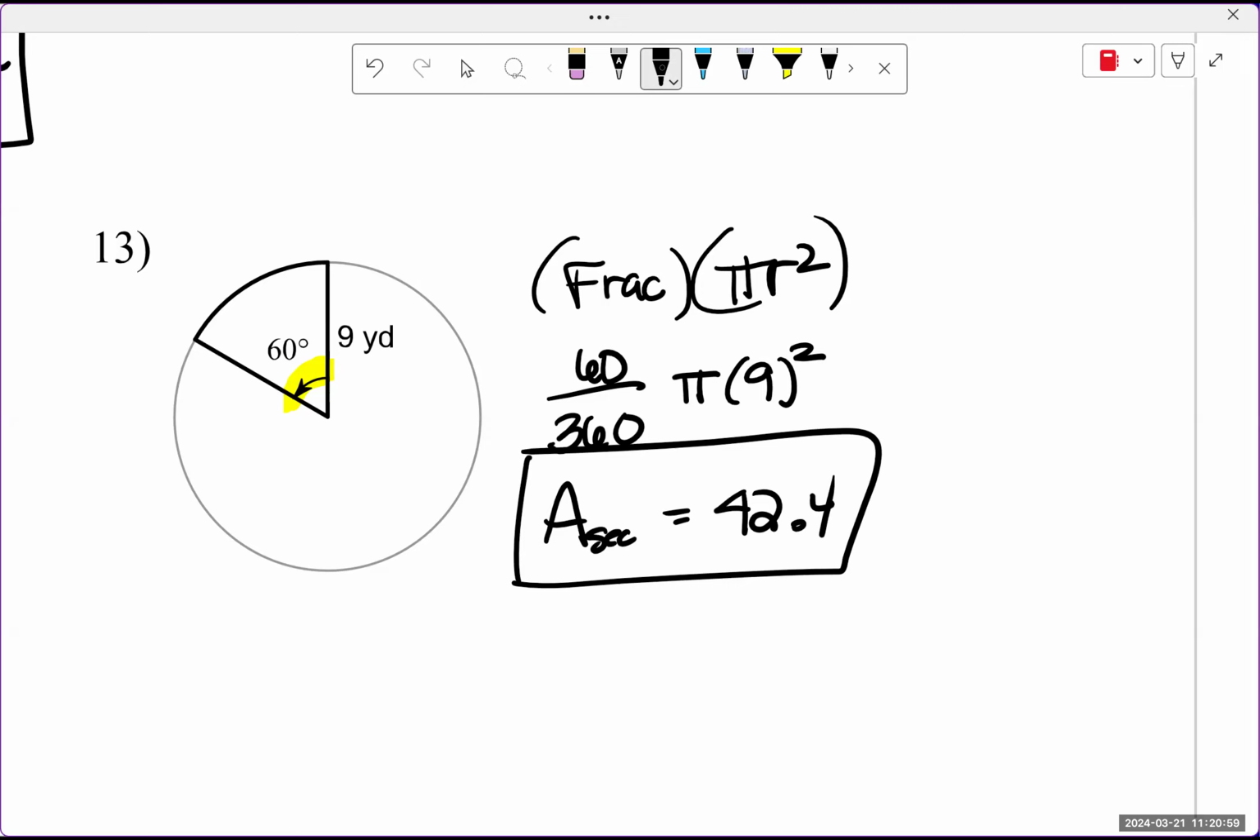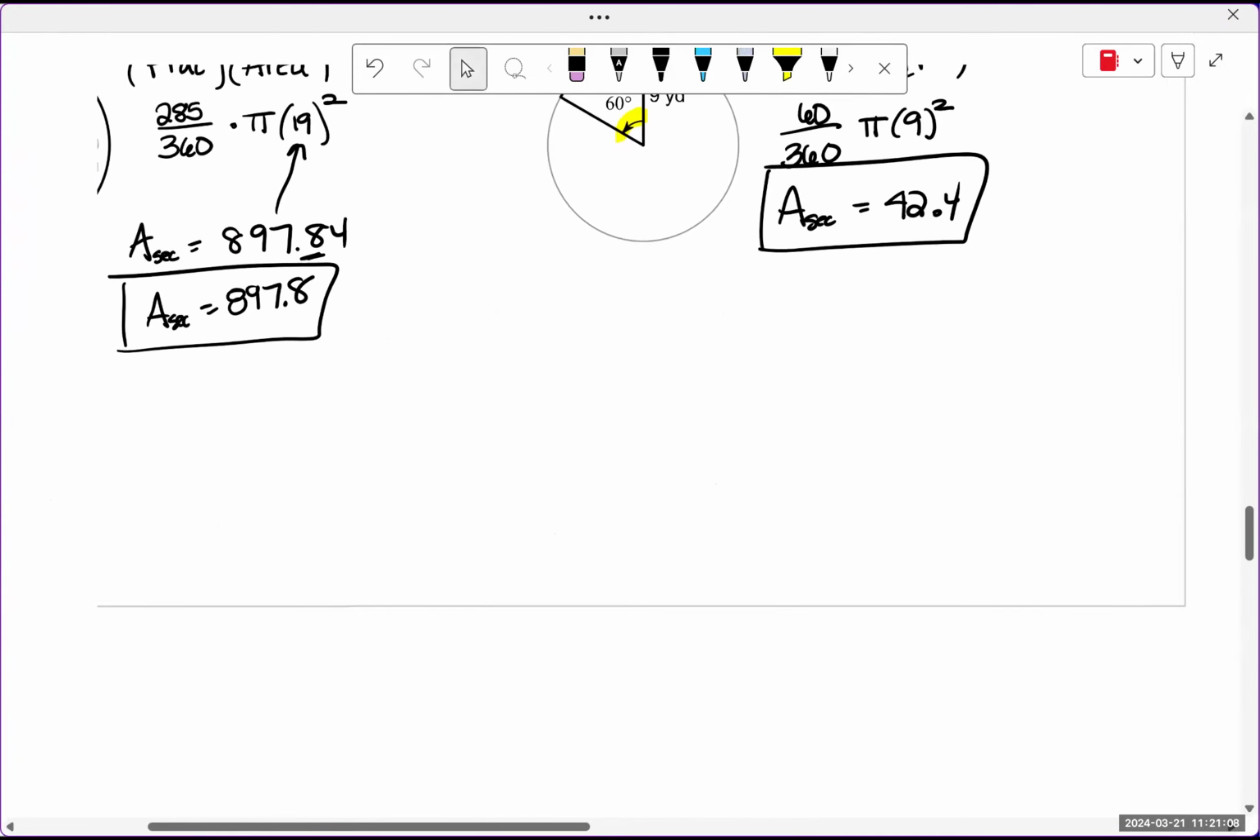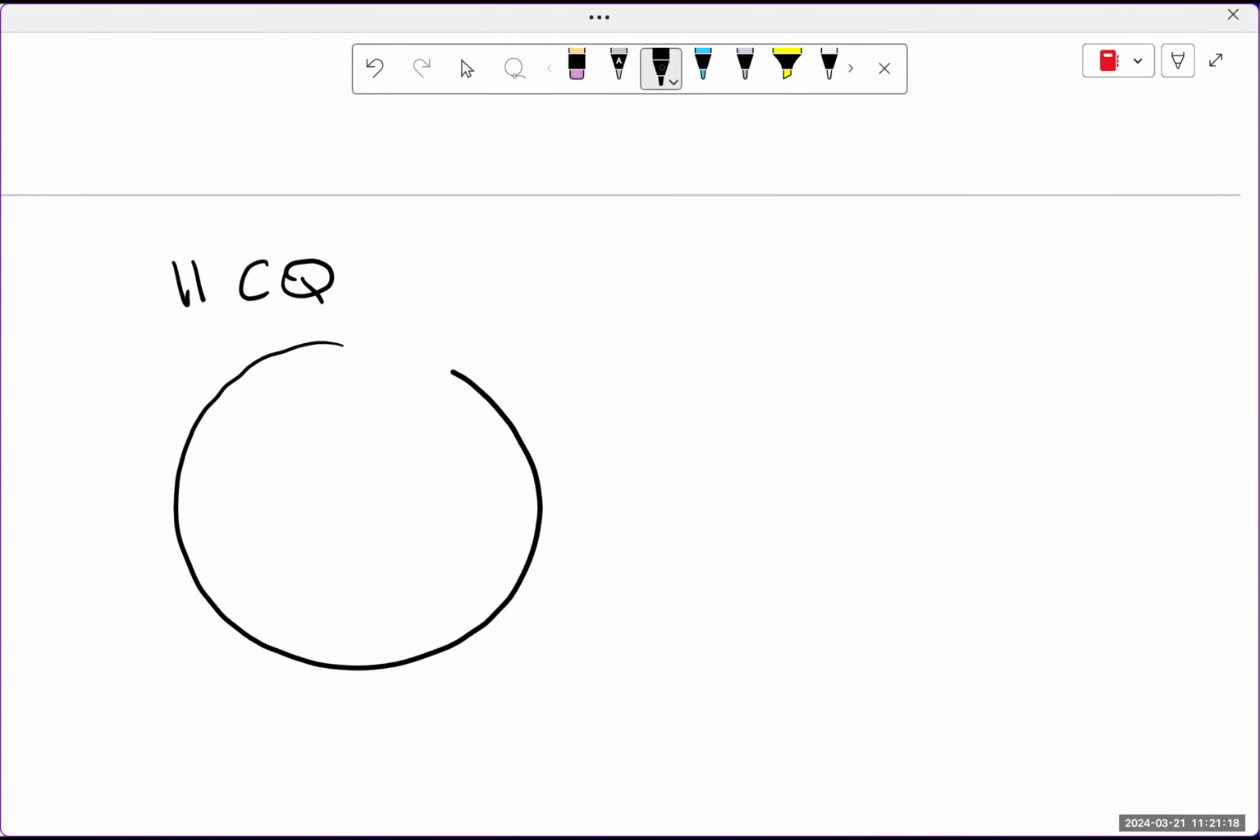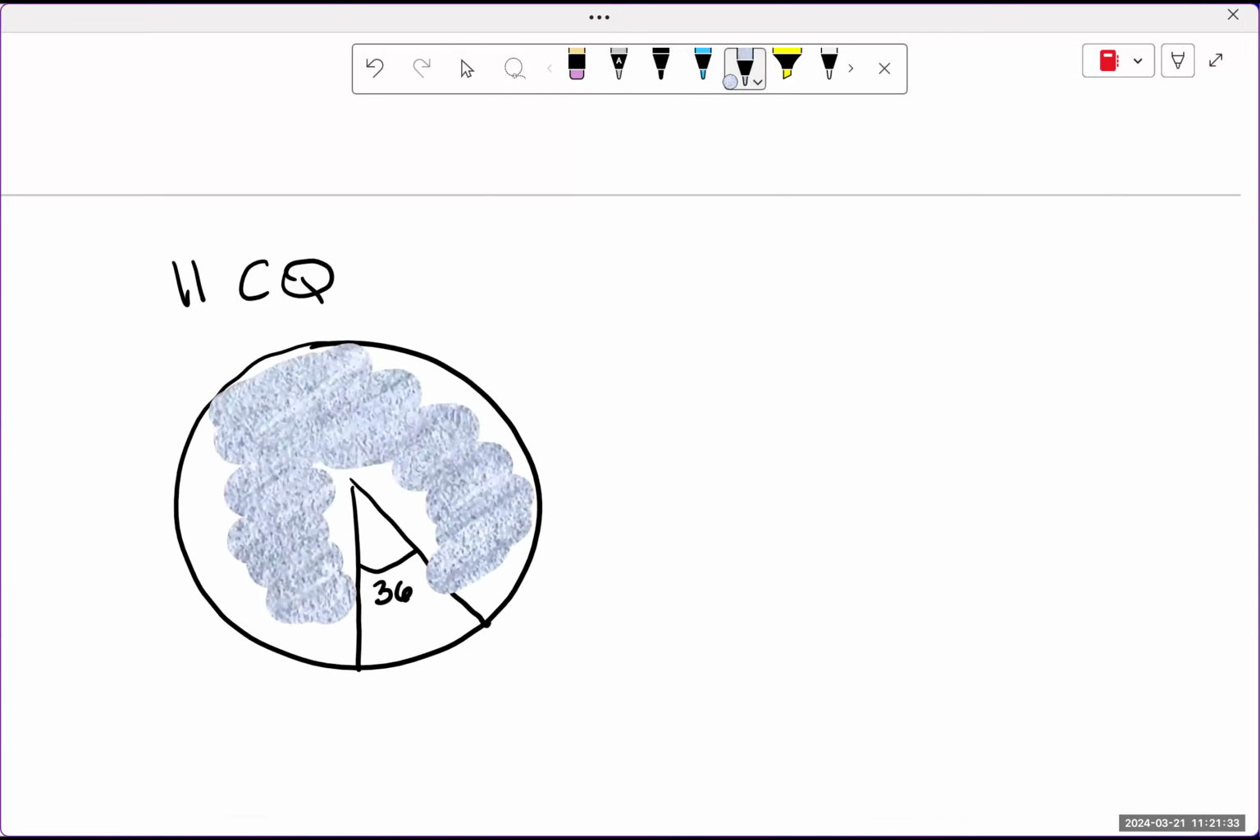Okay, we are done with the toolkit, but I want to look at a problem that you're going to see in this week's quiz. Okay, so 11 CQ, there is a trick problem. It says this is 36 degrees, but this is shaded. And then this is 10.